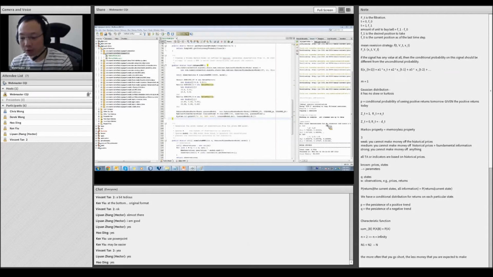So I will encourage you to, for example, put in extreme values such as 1, 0, and so on, and then see how the Markov chain behaves in stress scenarios. Okay.